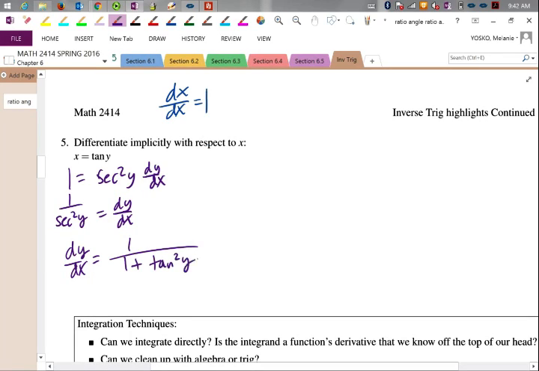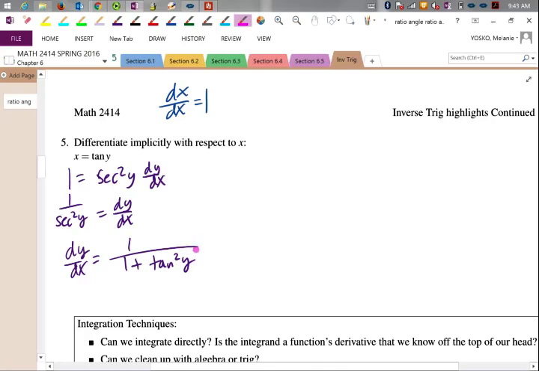Could you leave it as the second one, or do you want to do something else? Leave it as the second one. 1 over secant squared y. Plug the identity in. That's what I want to do. Okay. But I have an issue though, because this is like y prime, and I've got a y over here.